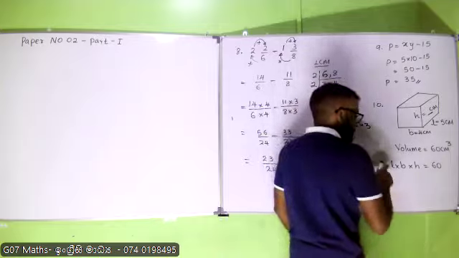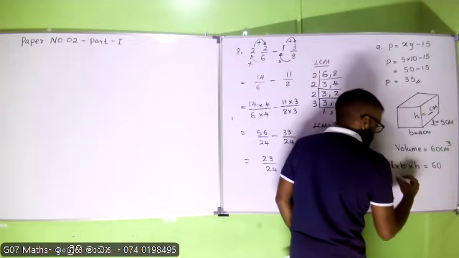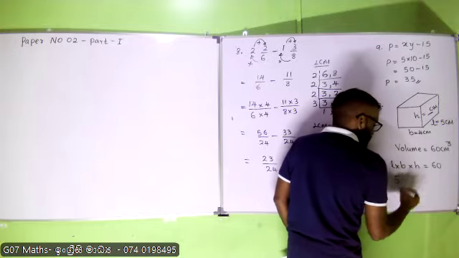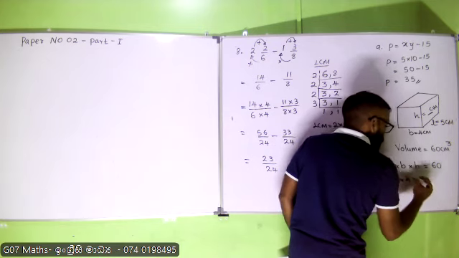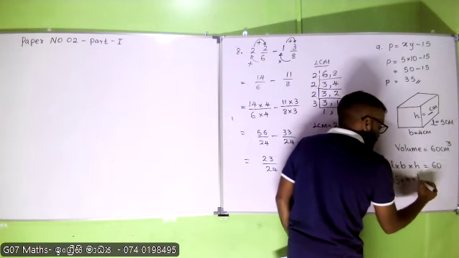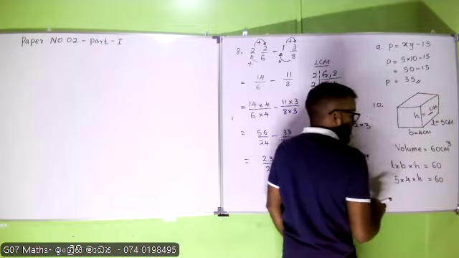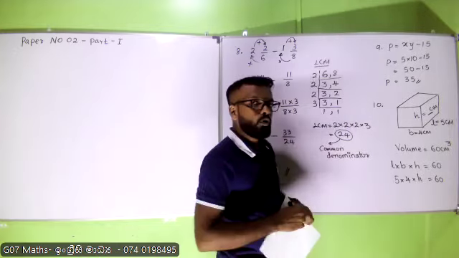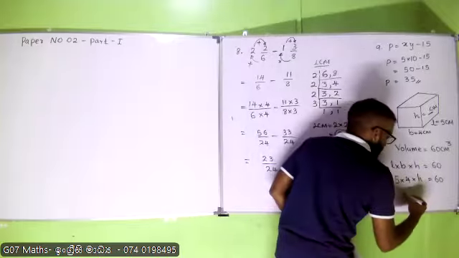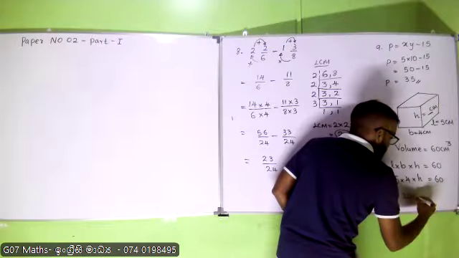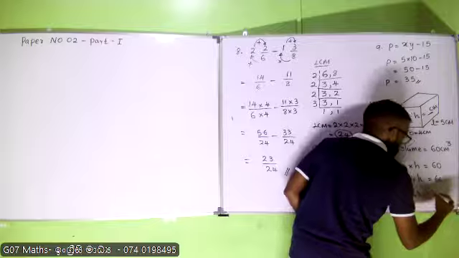Let's find it. Instead of L, I am going to substitute 5. Instead of B, I am going to substitute 4. We have to find H, so keep it as it is. This is equal to 60. Now 5 times 4 is 20, so 20 times H is equal to 60.